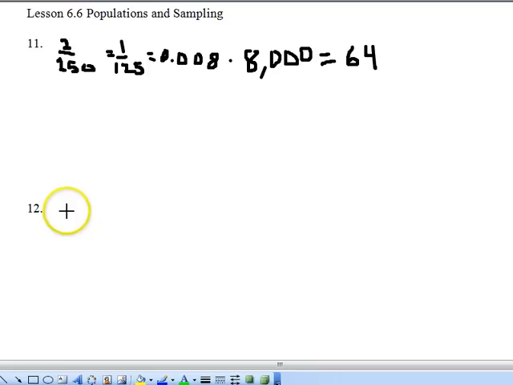Let's look at number 12. In a senior class, 3 out of 25 students want to major in engineering. So we know right away that we need to divide 3 by 25. And 3 divided by 25 is 0.12.